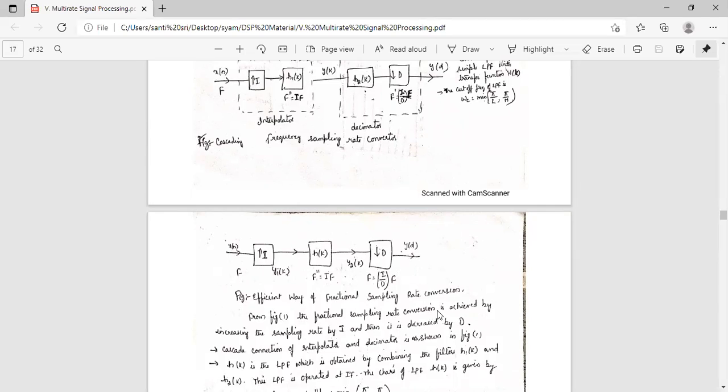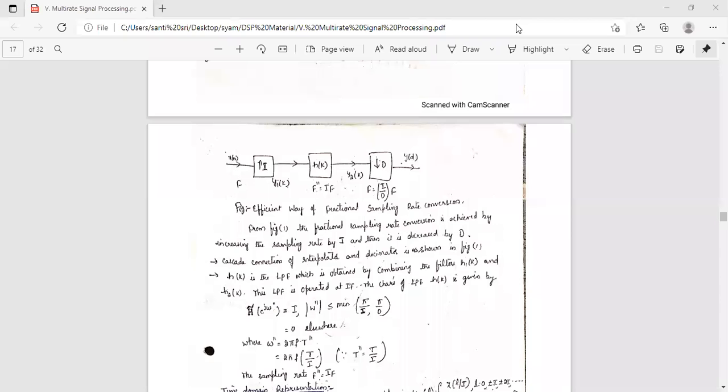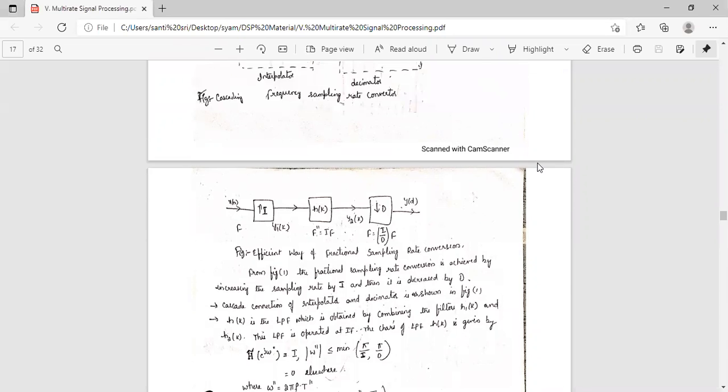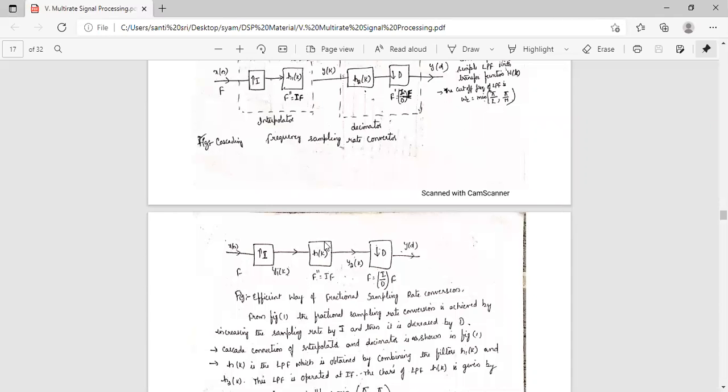From figure 1, the fractional sampling rate conversion is achieved by increasing the sampling rate by I, and then decreasing it by D. So the cascade connection of interpolator and decimator is shown in figure 1. H of k is the low pass filter obtained by combining the filters h1 of k and h2 of k, so that it becomes H of k.